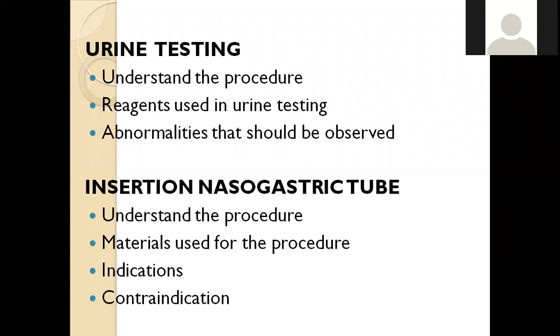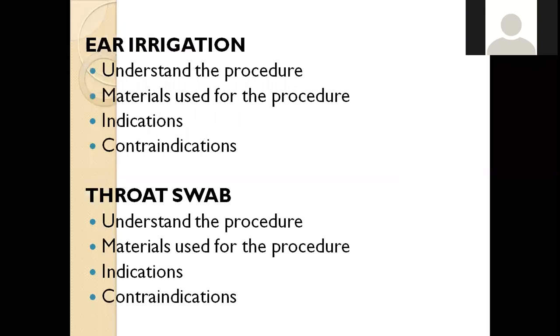Moving on, I will quickly look at insertion of nasogastric tube. You need to understand the procedure. How do you insert it? What length of the tube will you pass into your patient? Then the materials used for the procedure too, the indication and contraindications of the procedure. For contraindication, you can't pass a nasogastric tube for a patient with esophageal tumor. There's no way you want to pass it. So your knowledge of those are the things you need to know too.